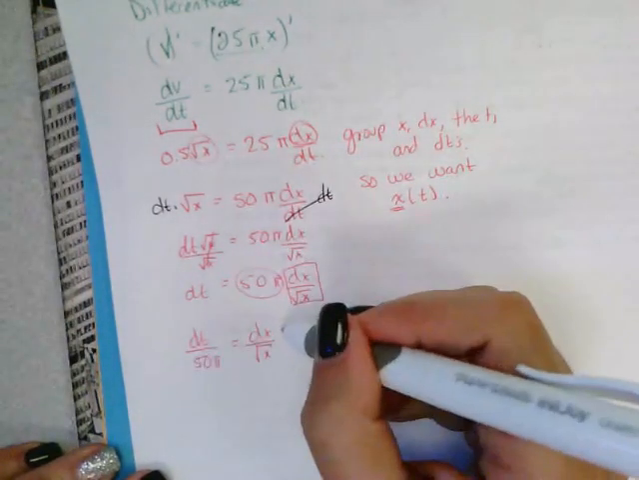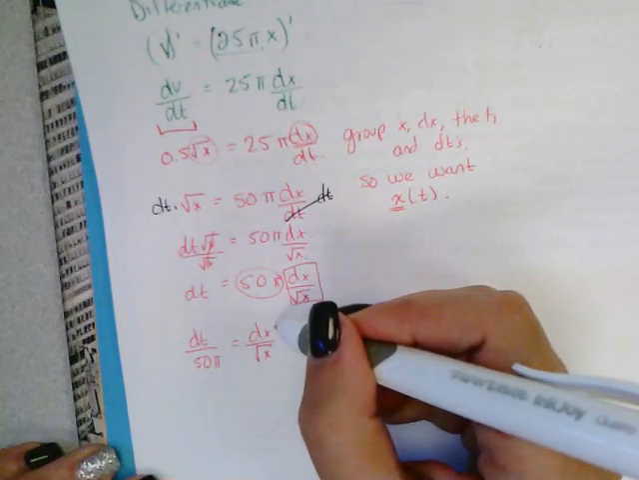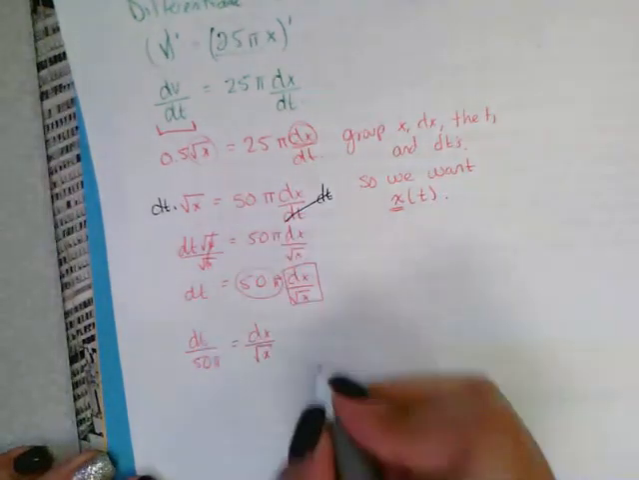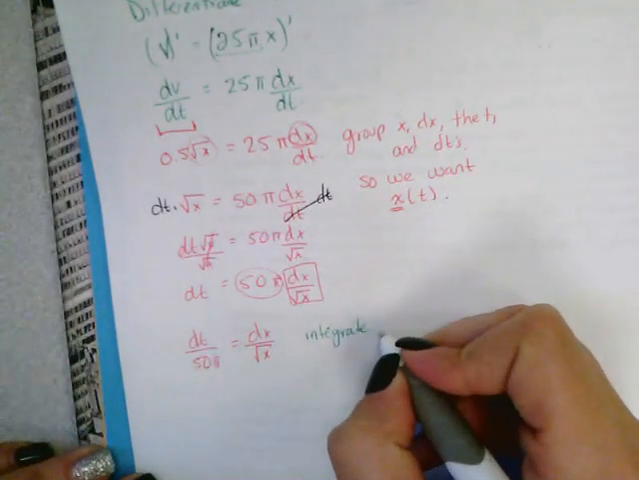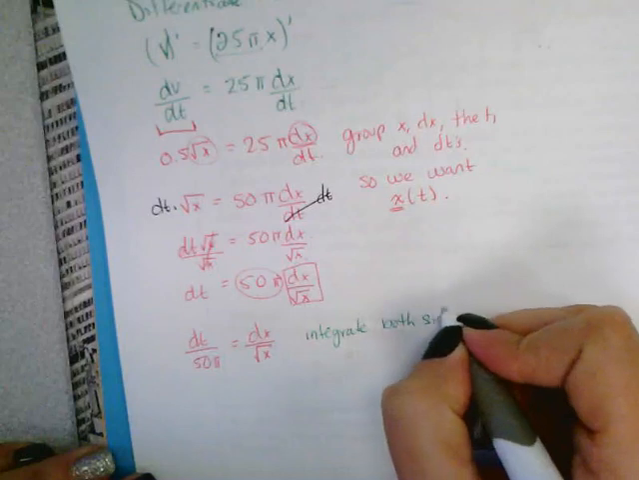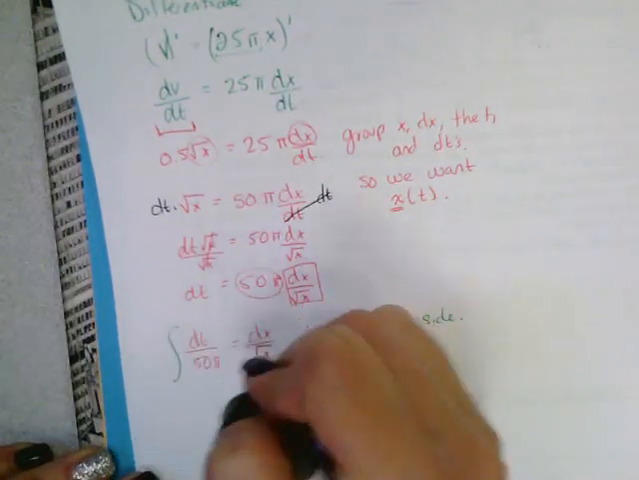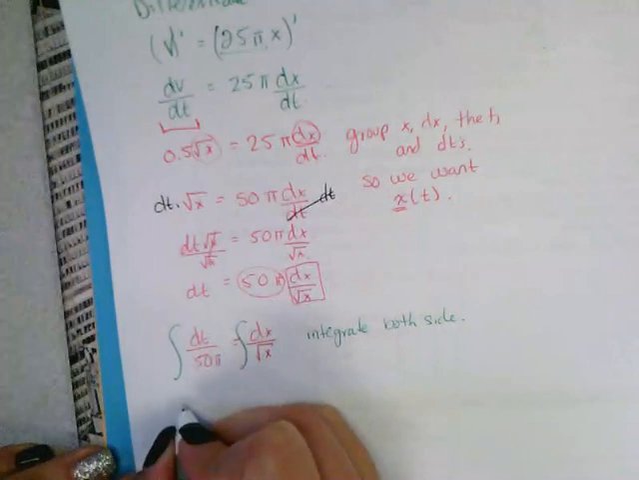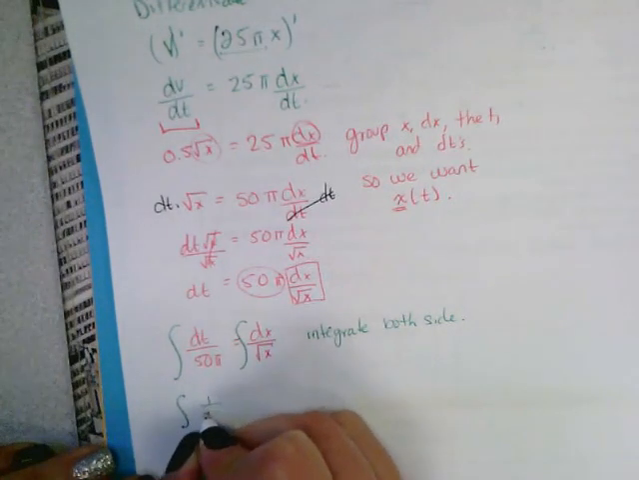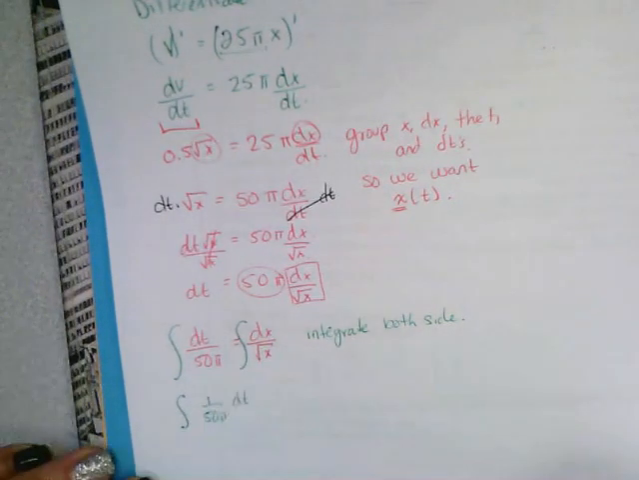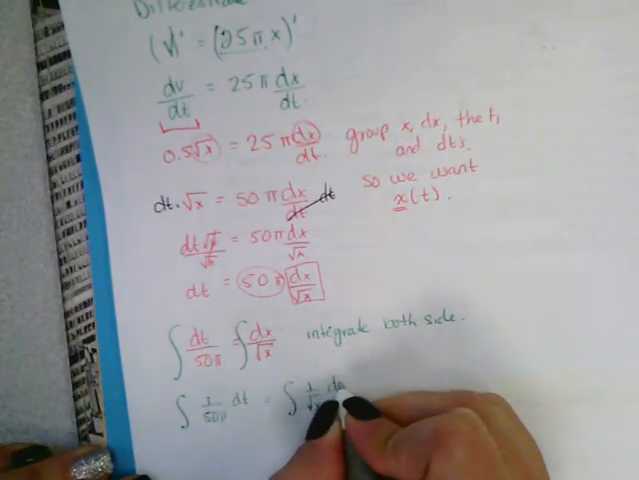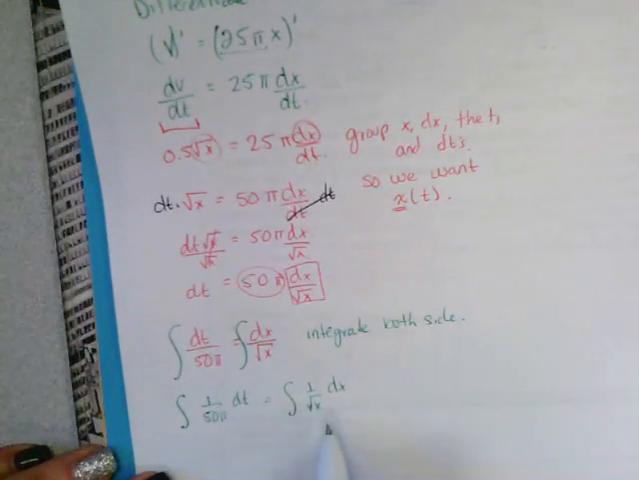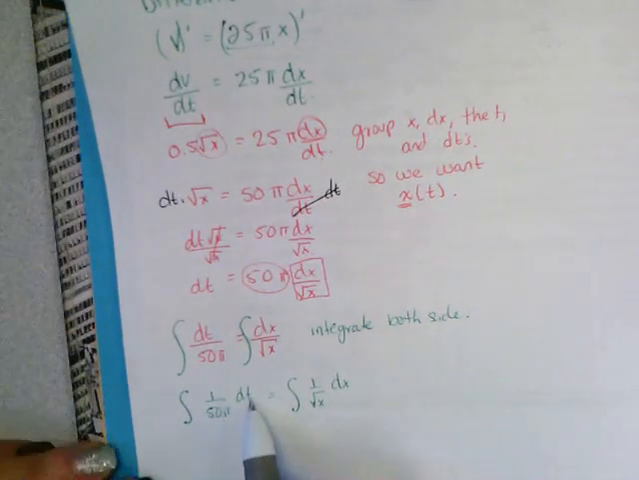Now, since this is the derivative, and this is the derivative, what we're going to do is integrate, or find the antiderivative of, both sides. So we're going to integrate this and we're going to integrate that. So what this looks like is the integral of 1 over 50 pi dt. Does that make more sense now that you see it like this? Over the integral of 1 over square root of x dx. Now it's easy to integrate because this one is with respect to x, and this is with respect to t.